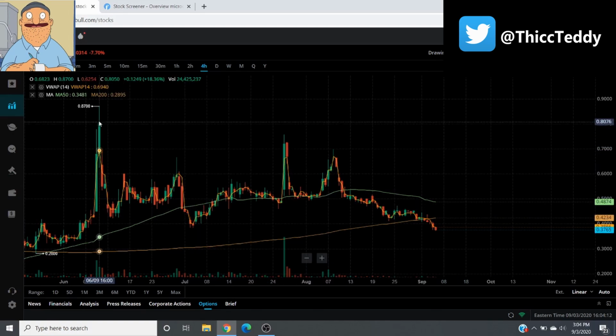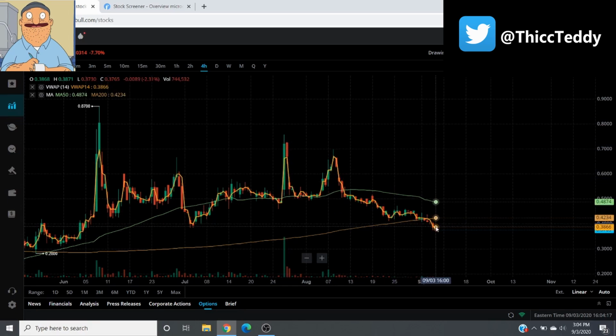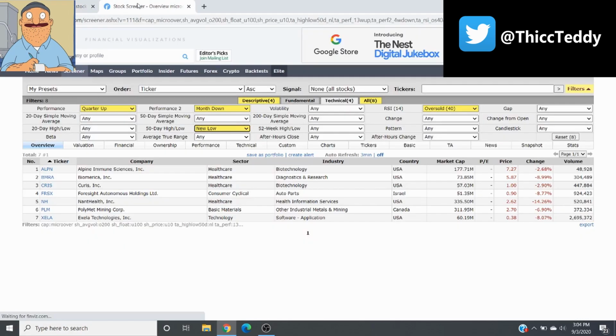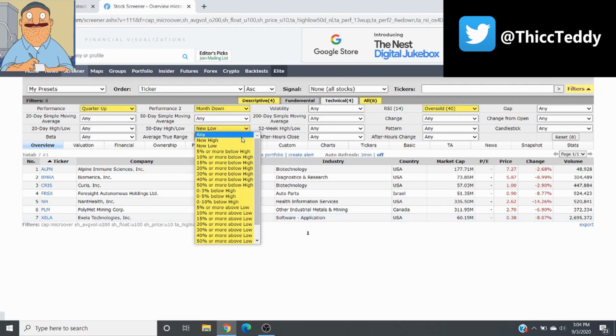XELA, Zaroslow oversold. Look at these peaks that it's been having, and then now it is dying down. So we're finding support around 38 cents. It had support down here at 38 cents, so it could be prime for another reversal at 38 cents. And like I said, I'll show you.